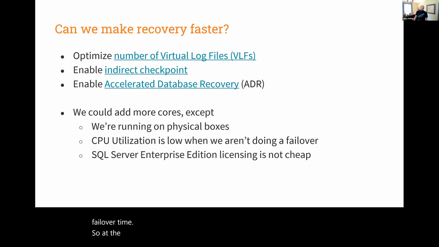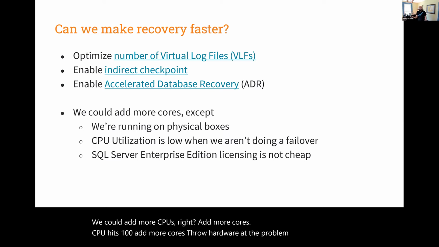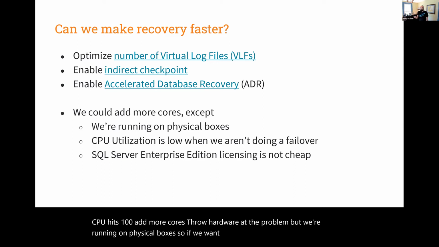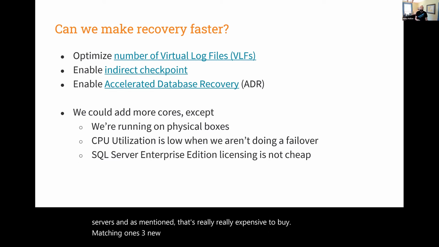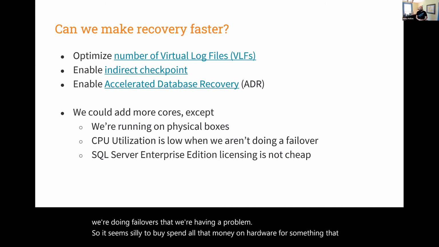So at the end, we could add more CPUs, right? Add more cores. CPU hits 100%, add more cores, throw hardware at the problem. But we're running on physical boxes. So if we want to add cores, we have to buy new servers. And as mentioned, that's really, really expensive to buy matching ones, 3 new servers, to make them super beefy. And CPU utilization is fairly low all the rest of the time. 360 days out of the year, CPU is low. It's only when we're doing failovers that we're having a problem. So it seems silly to spend all that money on hardware for something that happens 4 or 5 times a year.